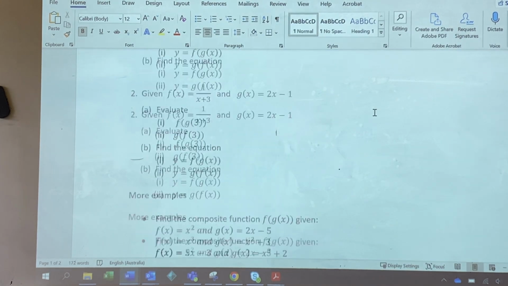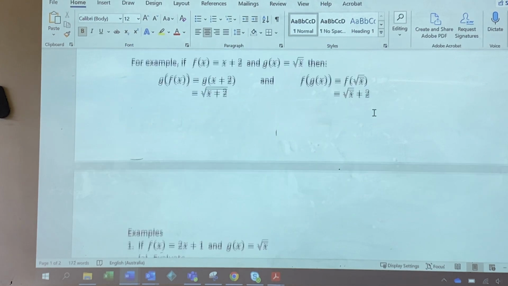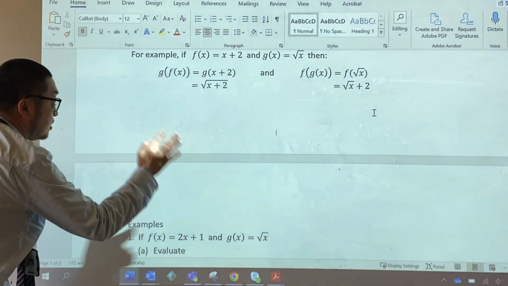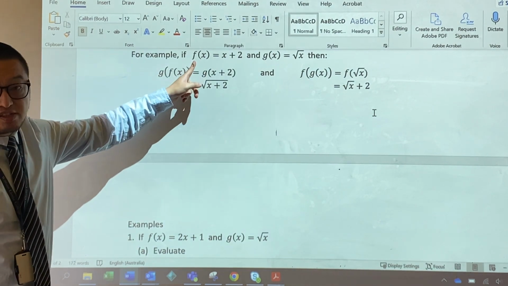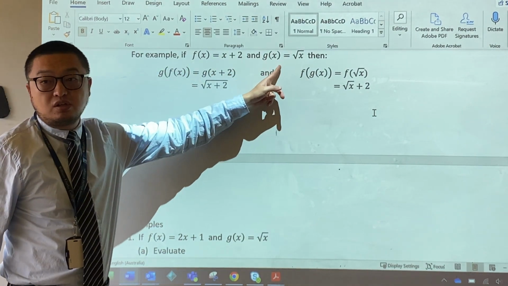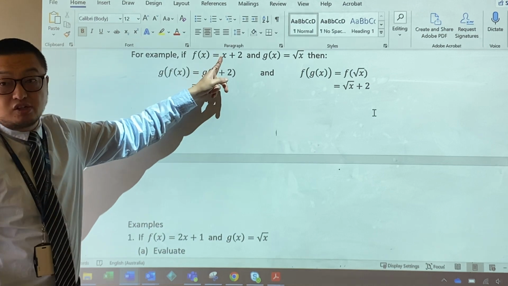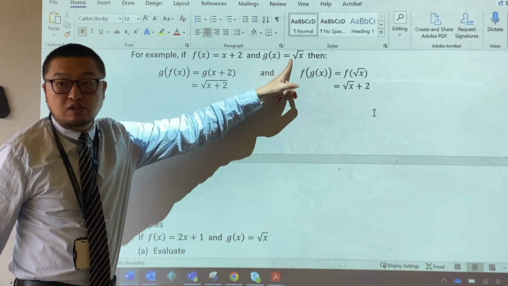Now, plenty of examples. We'll do an example now. So, for example, if f of x is this and g of x is this, we know that's a straight line. What does that look like?